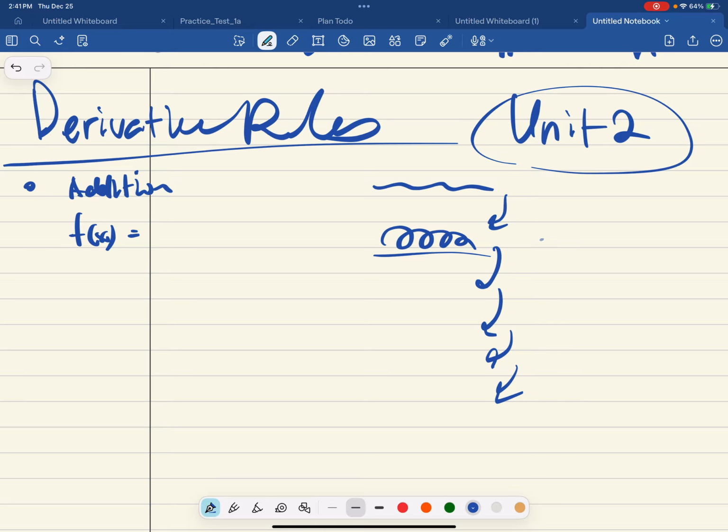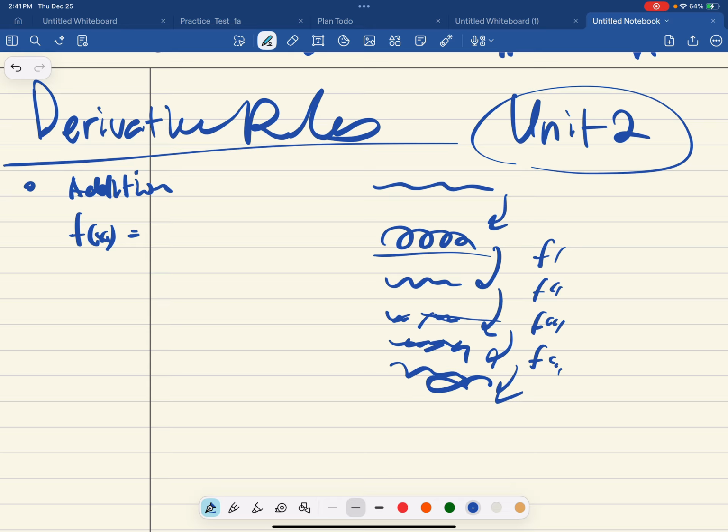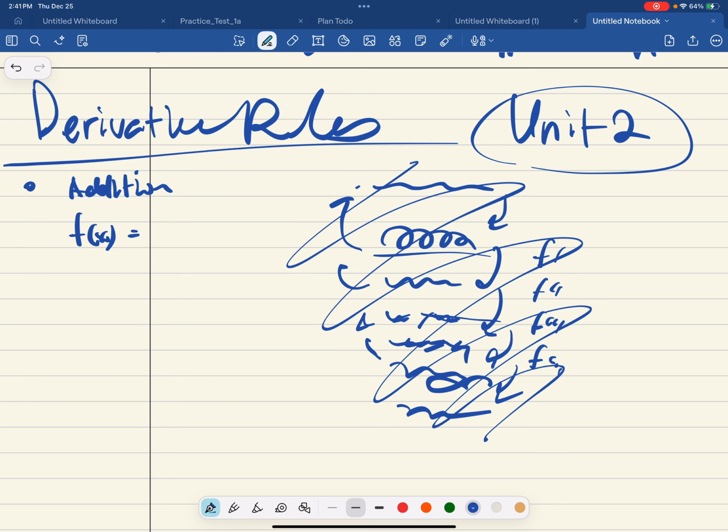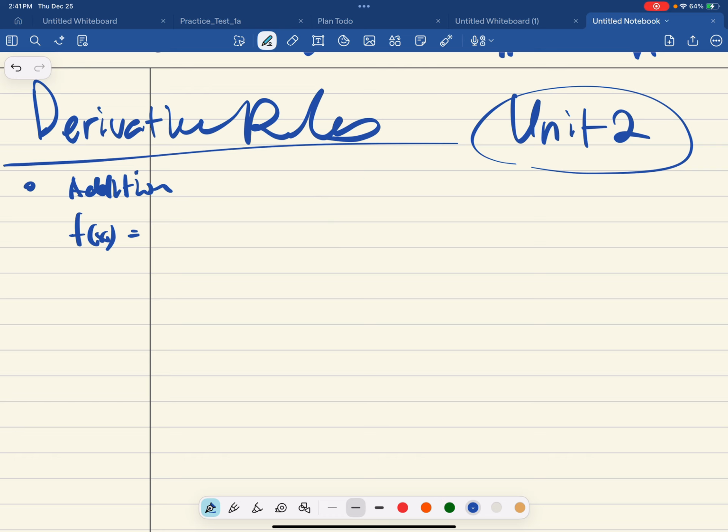You can just, it's just going to be f prime, f prime prime, f prime prime prime. You can do as much as you want. And every time it will look more simple or more complicated depending on your function. And that's the idea. Going backwards also works, but that is going to be integration, and it's basically the opposite of derivatives. You don't need to know that yet. So it will be the next unit.